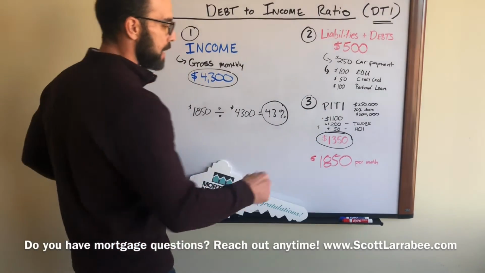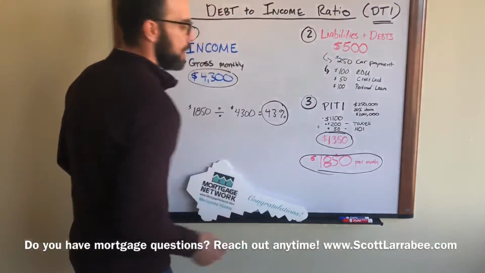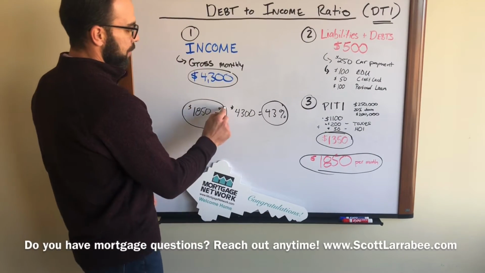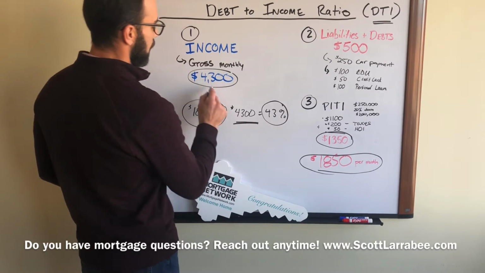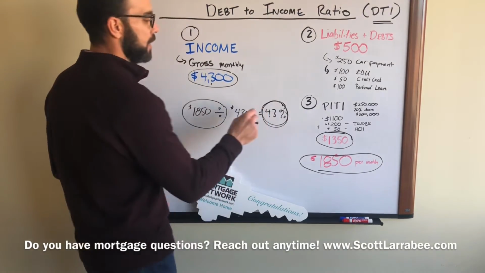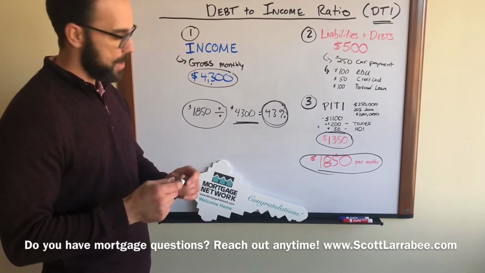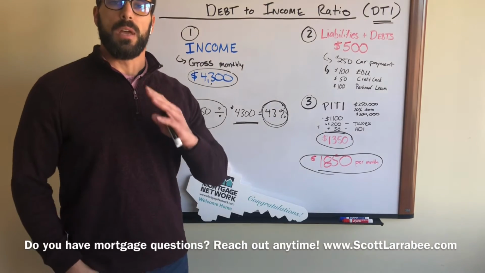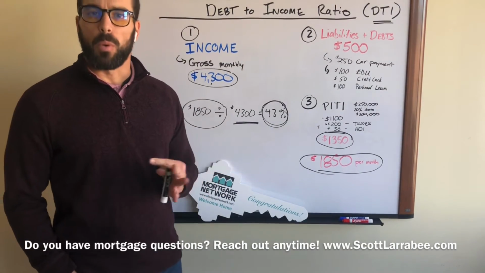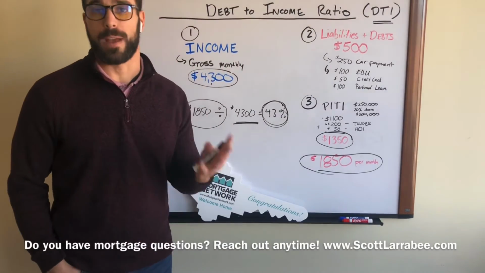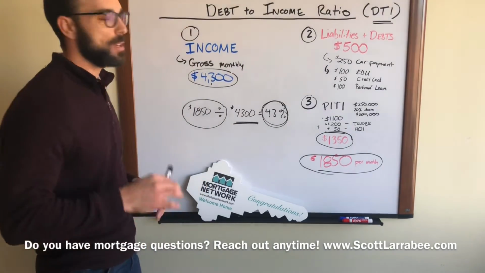So we take this number here, the $1,850, just showed you how we got it. We take that $1,850, we divide it by the gross monthly income, and that is what gives us our DTI. Now I use the 43% example here because that's kind of the magic number. Most loan programs, that's what they're looking for. We can go higher, we can go lower. That varies depending upon every scenario.